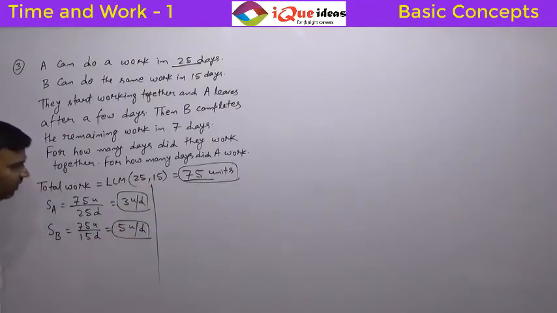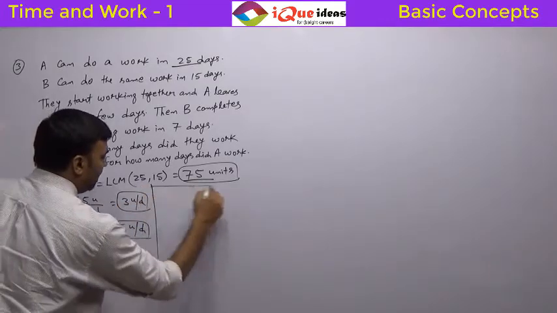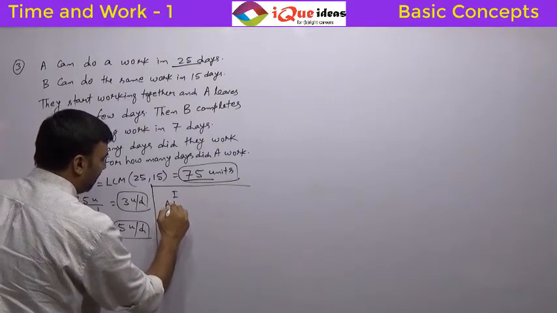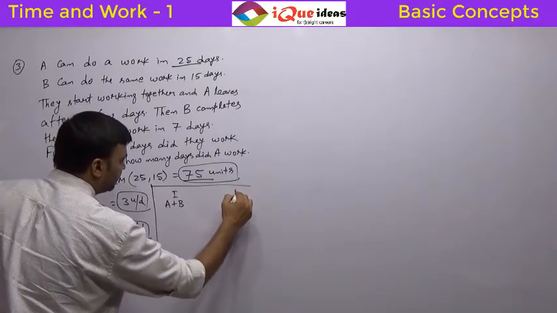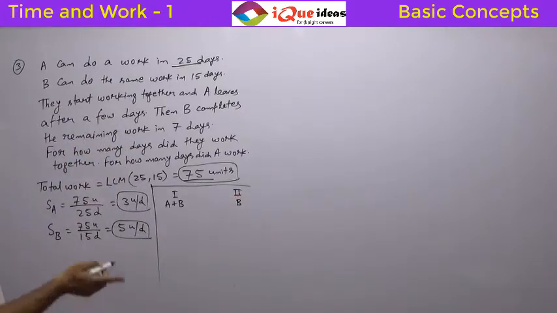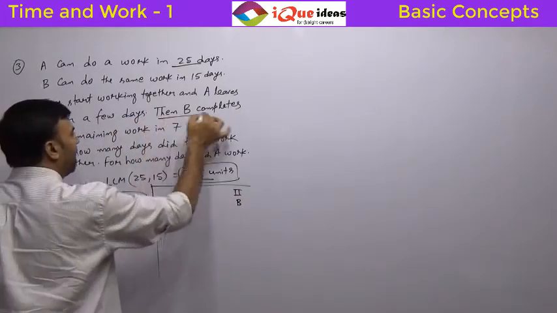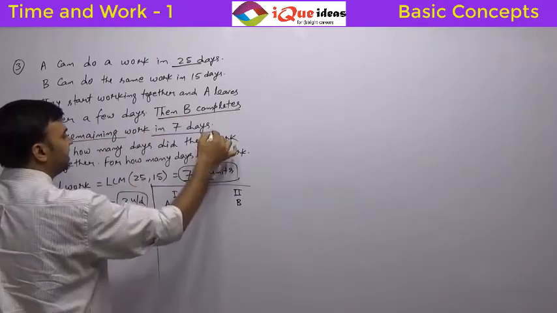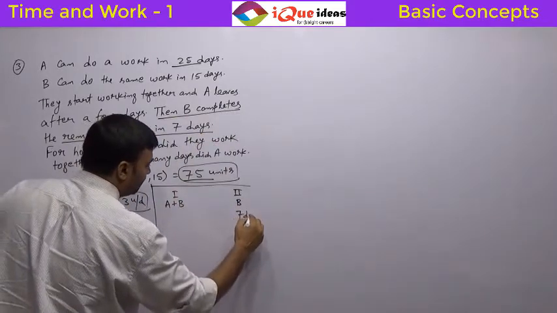Now, the total work is done in 2 parts. In the first part, A and B are working together. In the second part, only B is working, right? First, let's take the second part. In the second part, B has completed the remaining work in 7 days. So B is working only for 7 days.